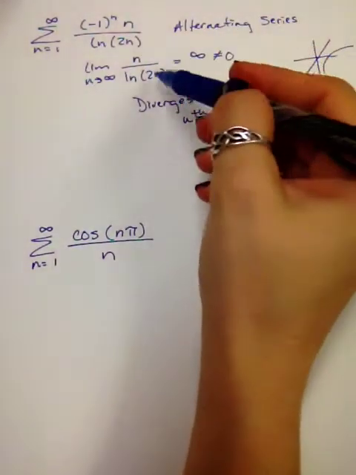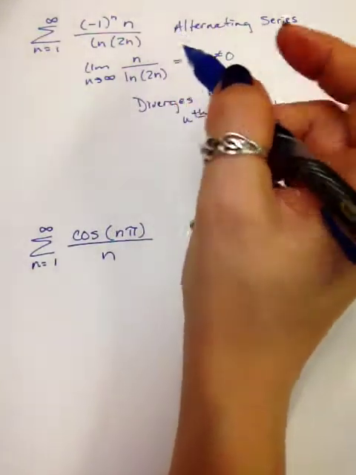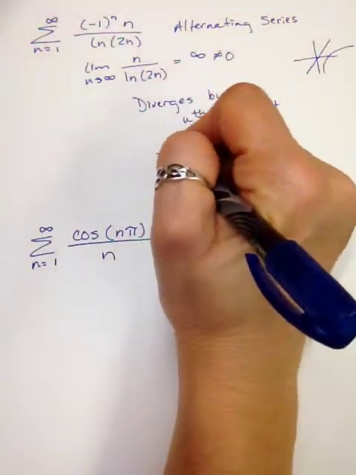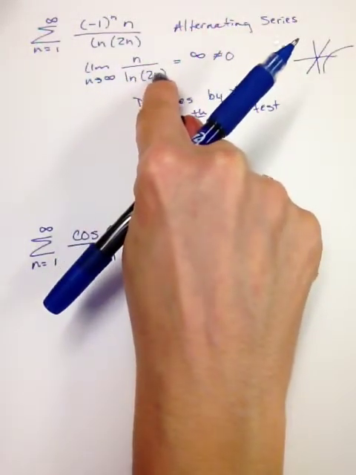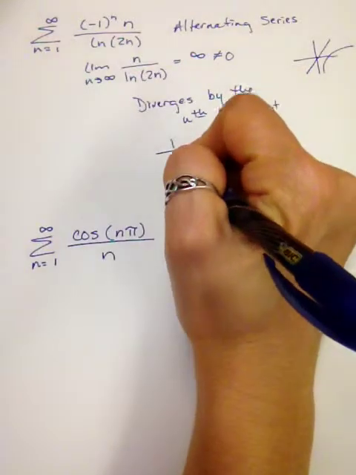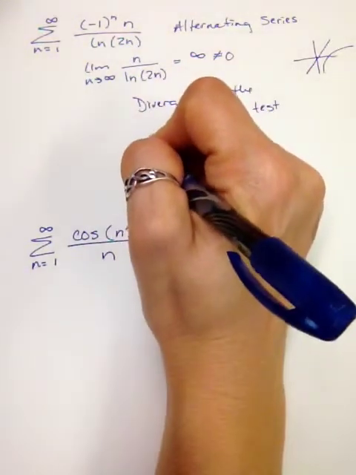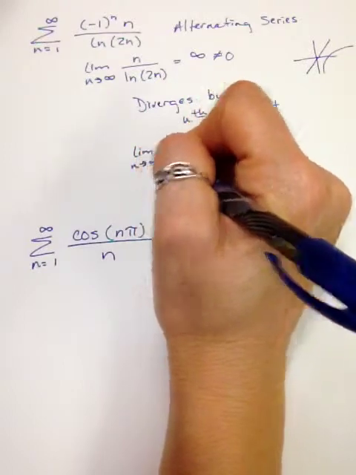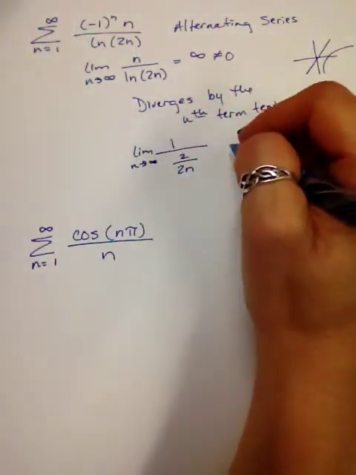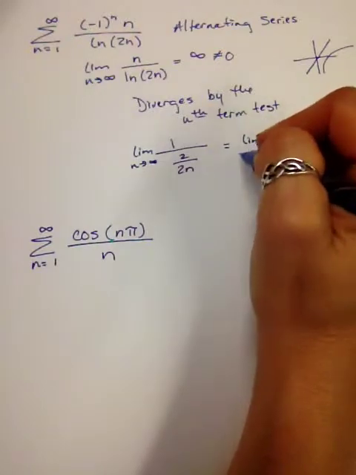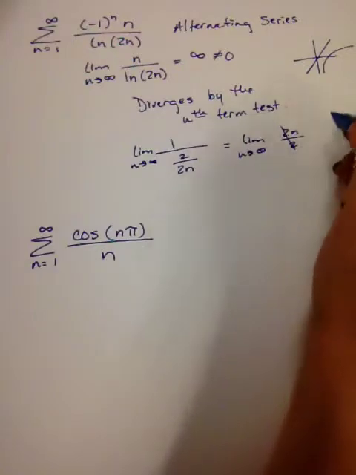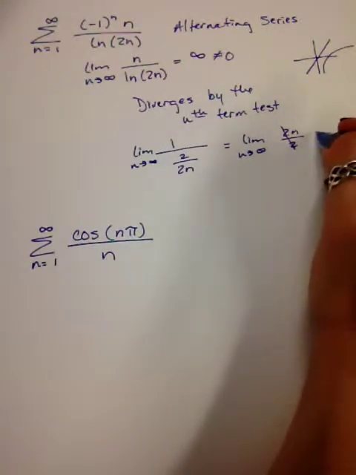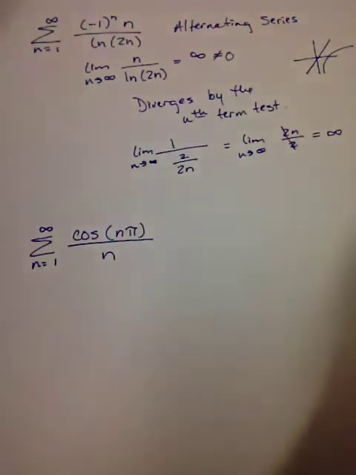Now, if you don't know dominant terms and can't do that, you can use L'Hopital's rule. The derivative of n with respect to n is 1. The derivative of the natural log of 2n, well, the derivative of the natural log of u is u prime over u. It's 2 over 2n. And you're taking the limit as n approaches infinity of this. When I divide by this fraction, I can multiply by the reciprocal. This is the limit as n approaches infinity of 2n over 2. The 2's cancel out. Evaluate as n approaches infinity, and I get infinity. So either dominant terms or L'Hopital's.